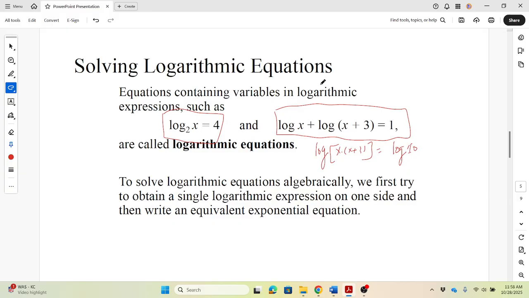One thing you have to keep in mind: whenever you try to solve a log equation, you have to be careful with the domain. What values of x are acceptable? These are the things we have to be careful about while solving log equations. So let's look at some examples.